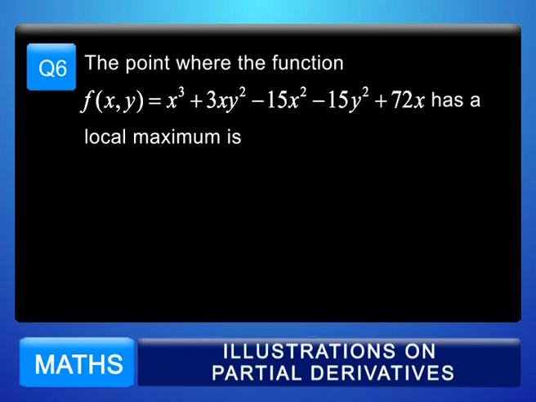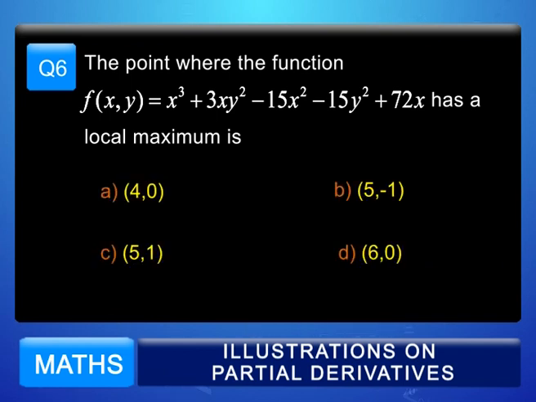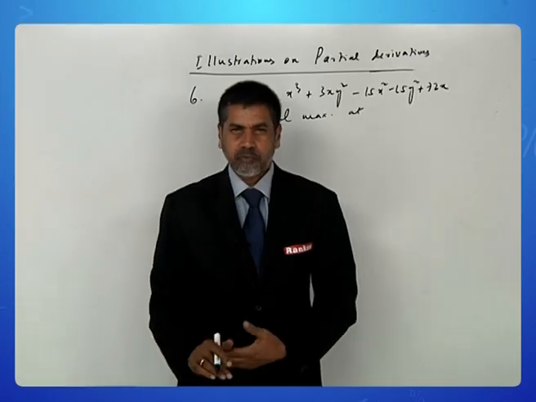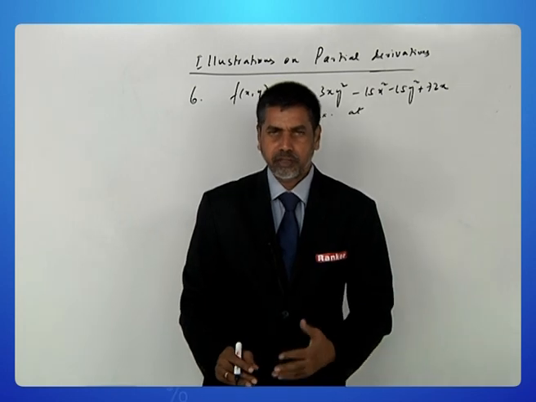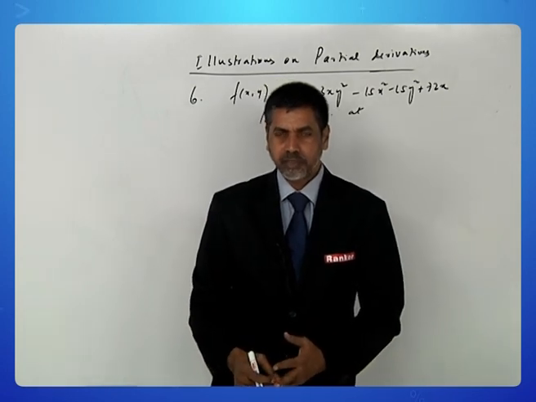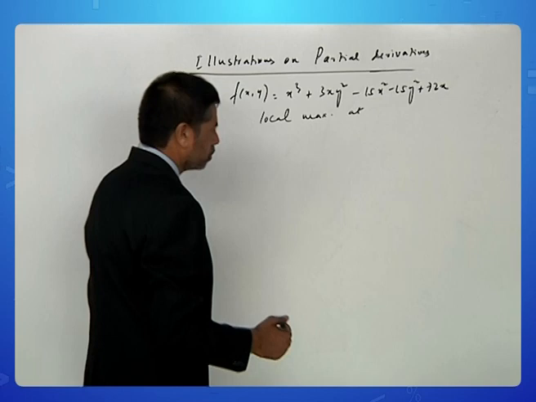Question number 6. The point where the function f of x, y is equal to x cube plus 3xy squared minus 15x squared minus 15y squared plus 72x has a local maximum is. This is a problem where again the optimization concept enters. So let's follow the due procedure.